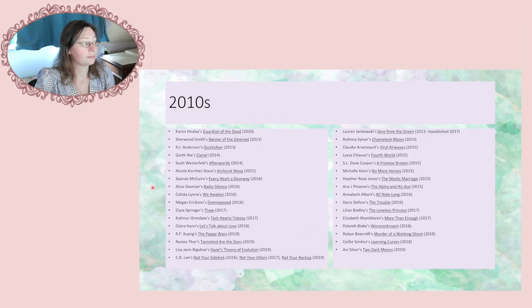So all of these are existing books. We can divide them into books with Aspec with arrow ace representation, which would be things like Every Heart a Doorway, Archivist Wasp, Clariel Quicksilver. We can do that. We can divide them into demisexual representations, so Afterworlds, Overexposed. In those, we have Aspec Romance, which is where we start to see a lot of these stereotypes.